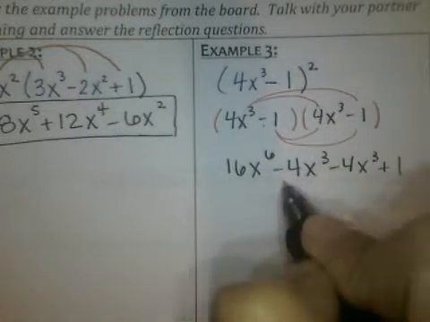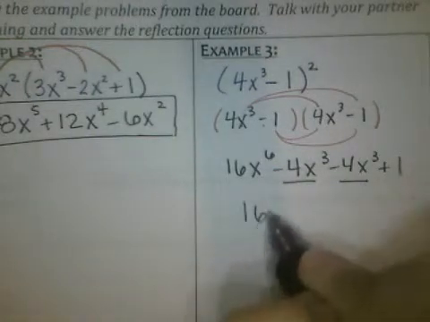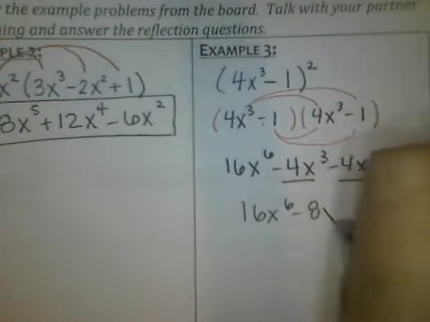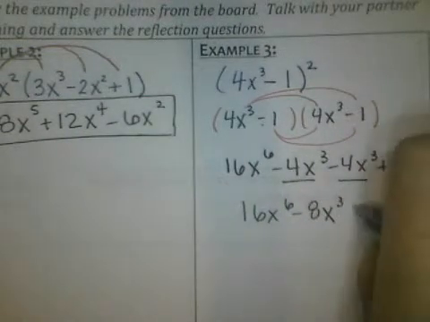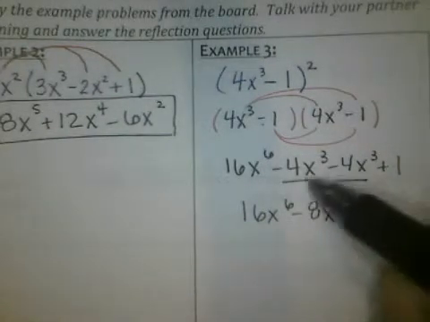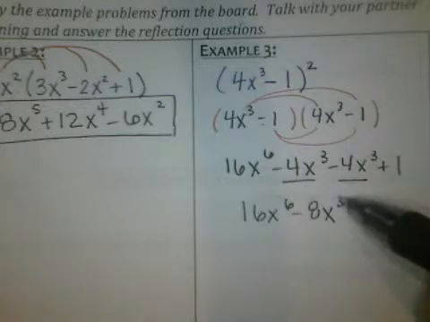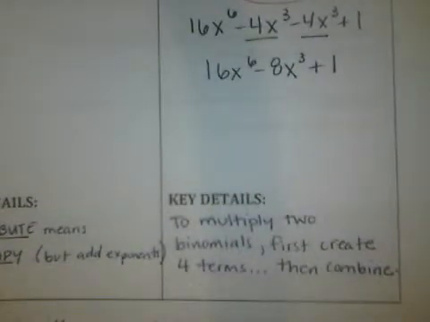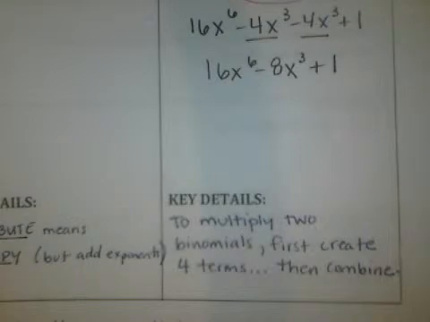All you need to do now is just add these like terms in the middle. So you get 16x to the 6th minus 8x cubed plus 1. And remember, when I add like terms, I left the exponent alone, and that's different than multiplying where you add exponents. Key details for this type of problem: make sure that you remember to use FOIL and don't distribute. And the last 2 practice problems for you look like this.